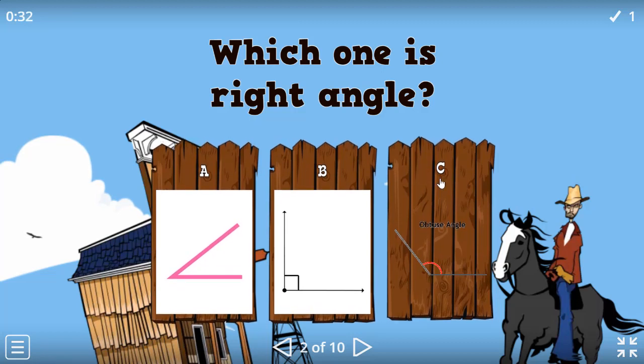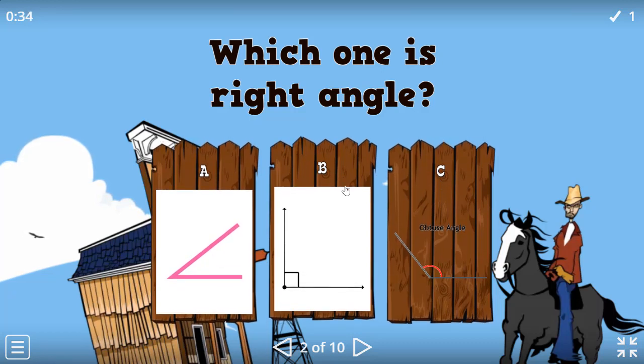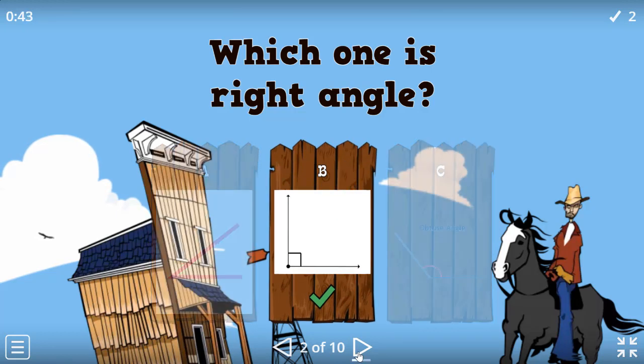A, B, or C? As you can see here, B, the straight line, two straight lines joining together create a square. So this is the right angle. This is the correct answer.